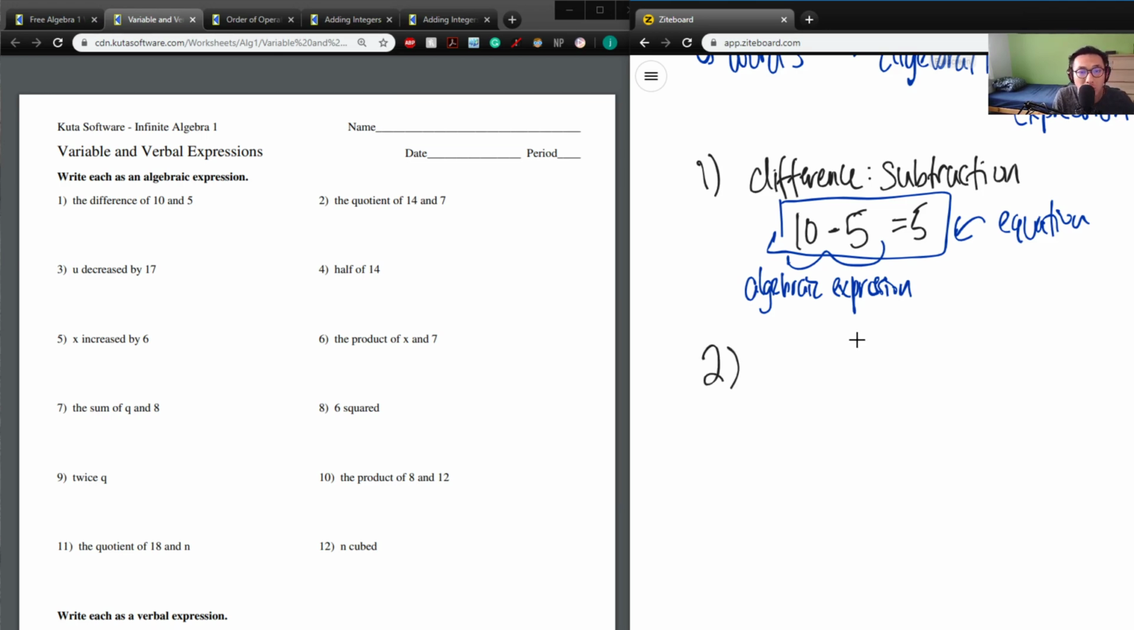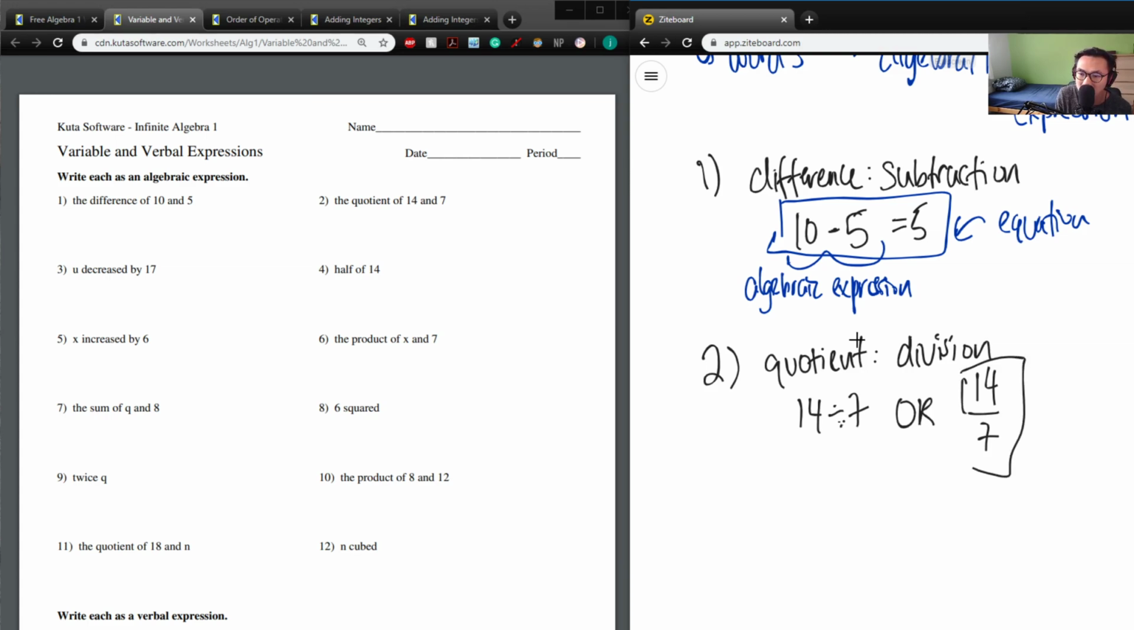Number 2, quotient of 14 and 7. Recall that quotient is simply the answer when you're dividing two things, so this is the concept of division. You can write this as 14 divided by 7, or I like to write it as a fraction. Some of you don't like fractions, like Joey, who says I hate fractions, but we need to be comfortable with fractions at this point. You could choose to write it both ways. I personally prefer this way here, and I'm going to box it for you.